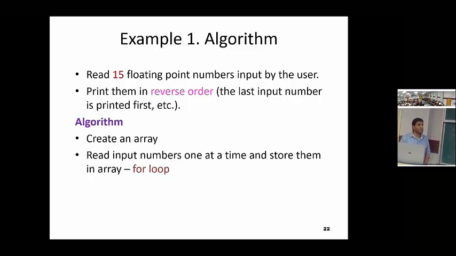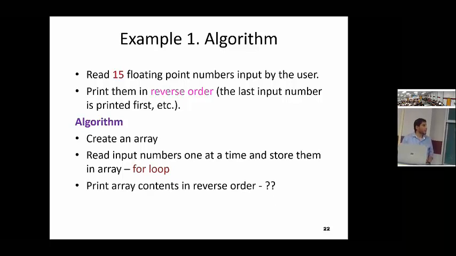I want to read those inputs, those 15 floating point values, and store them in the array one by one. And here, because I have the count static, 15, it makes sense to use a for loop, right? So I'm giving myself a hint. And then, once I have stored them, so the user has already inputted the 15, I want to print them in reverse order. Wow, how can I do this, right?